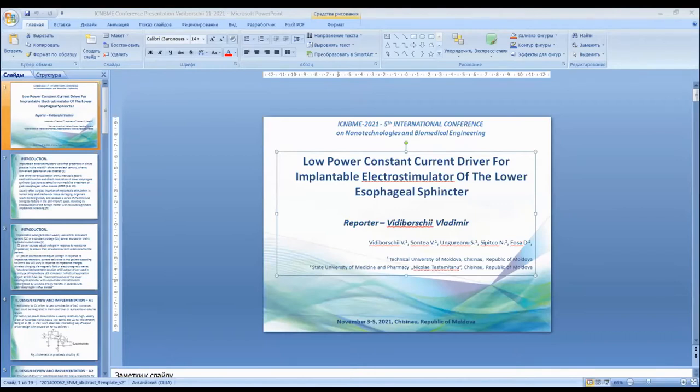So regarding the introduction, implantable stimulators were first presented in the mid 60s of the last century. From year to year, we see wider usage of stimulators like cardiac pacemakers, neural stimulators, and some others. From a medical point of view, one of the novel applications of implantable stimulators is gastric electrostimulation with direct modulation of the lower sphincter tonus. And there exist a lot of studies that reported a very efficient method of stimulation of the lower esophageal sphincter.